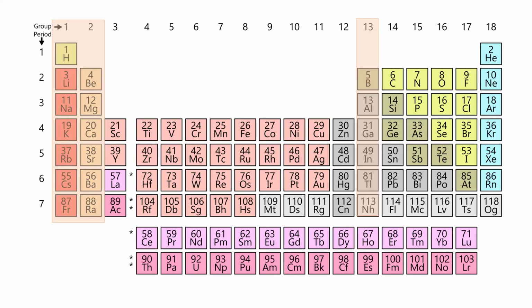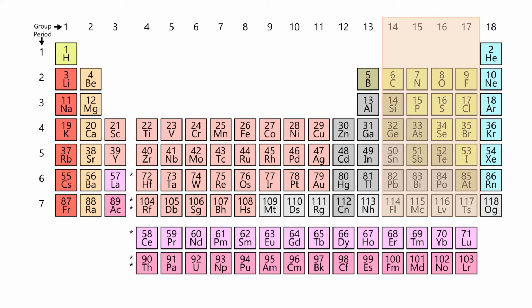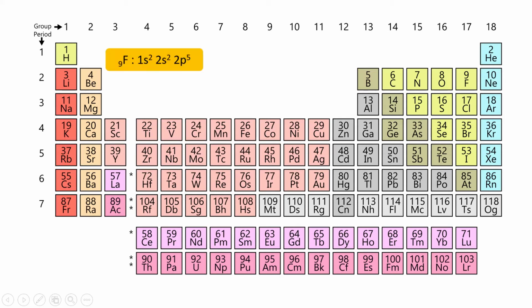Group 1, 2 and 13 will remove electrons, and group 14, 15, 16 and 17 will accept electrons. So for example here we have fluorine. Fluorine has 9 electrons, so the nearest noble gas is neon. Neon has 10 electrons. So in order to have the same electronic configuration as neon, the number of electrons should be the same. So fluorine, which has 9 electrons, will accept 1 electron.